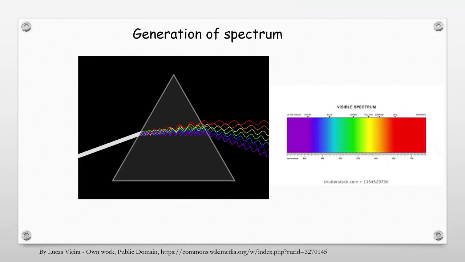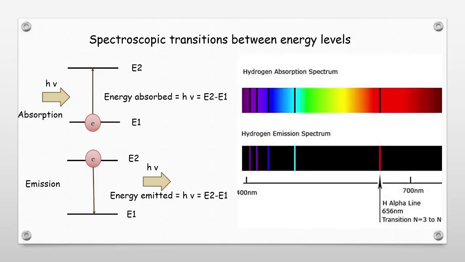Now how is the spectrum generated? If the white light in the visible region is passed through a prism, it gets dispersed into the different wavelengths, and what we are getting is a dispersed light, which is the spectrum, which is ranging from violet, indigo, blue, green, yellow, orange, red. And this is continuous. One color is fading into another. Now, spectroscopy deals with interaction of this electromagnetic radiation with matter. And how does it interact with matter?